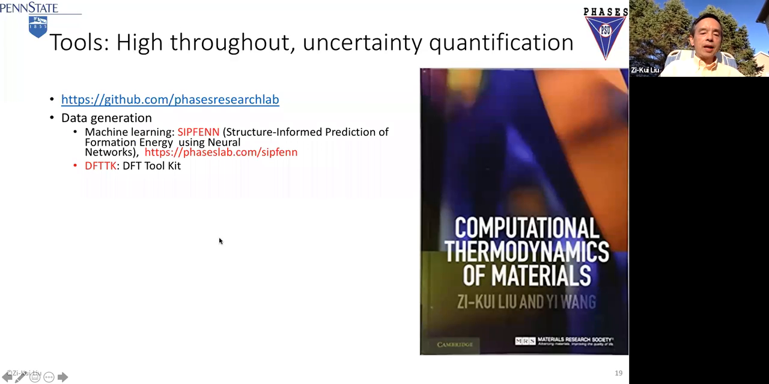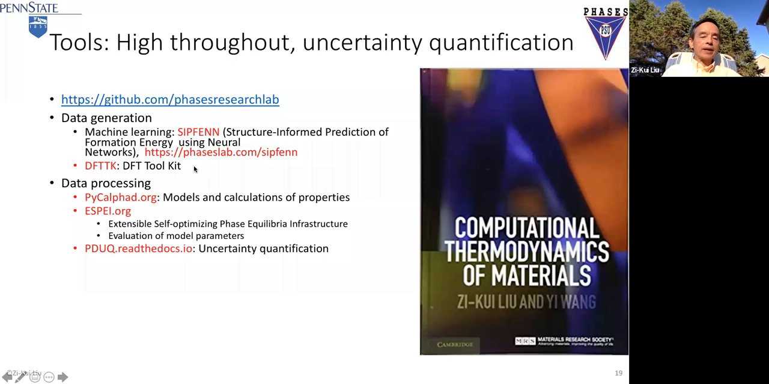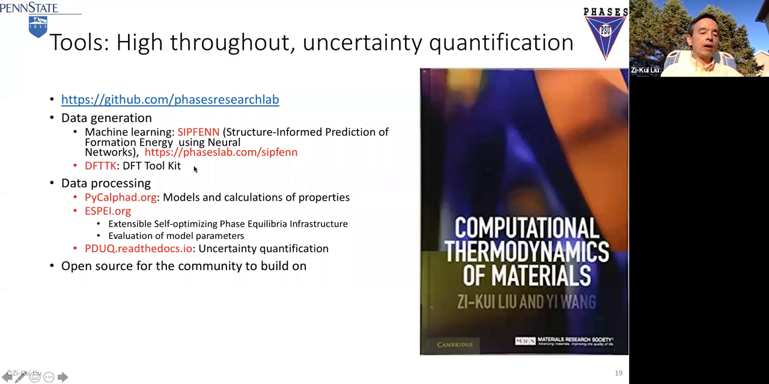We have data generation. Our machine learning code is not on GitHub yet, but we do have a website where you can download the tool. And the DFTK, that's for the first principle calculations for high throughput. And for the data processing, we have PyCalPHAD, we do the models and the calculations. And SBA is for the database development. And we have the uncertainty quantification, which is a program made by scientists at the Oak Ridge National Lab based on PyCalPHAD and SBA. And they're all open source. So you can use it, download it, change it, and also add more functionalities to the code.